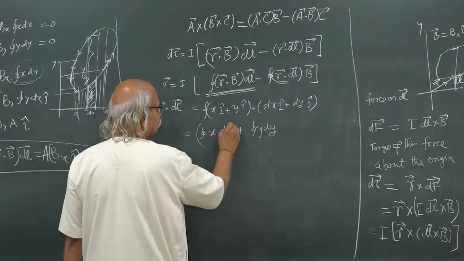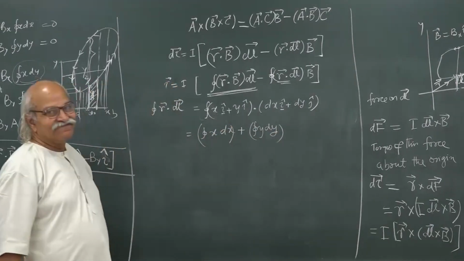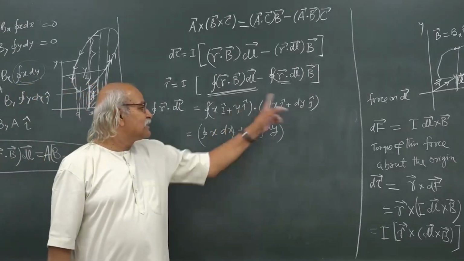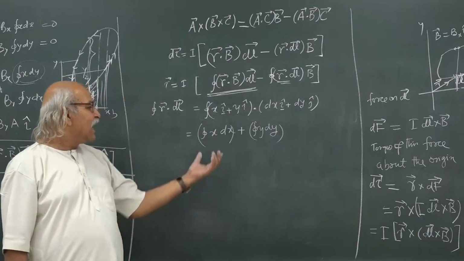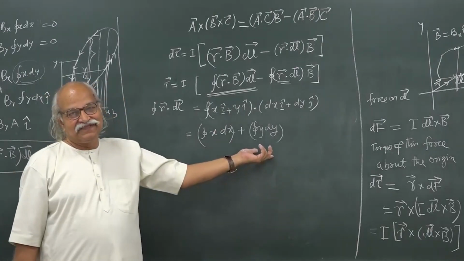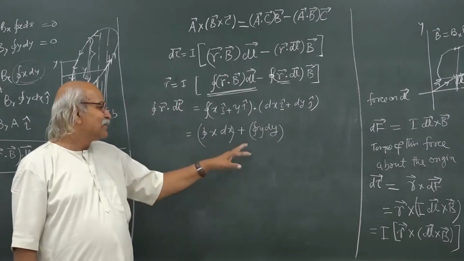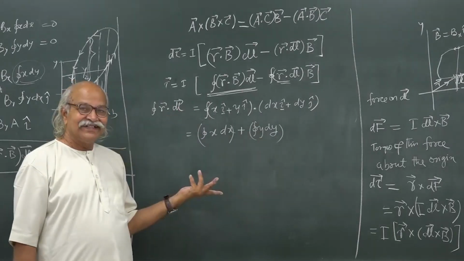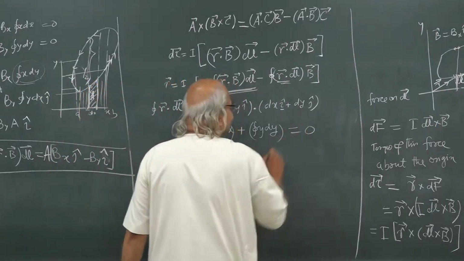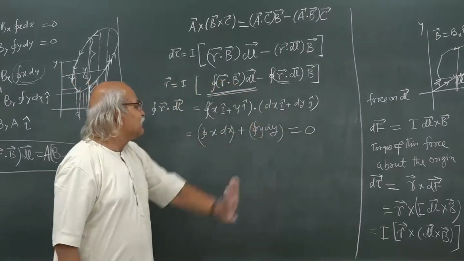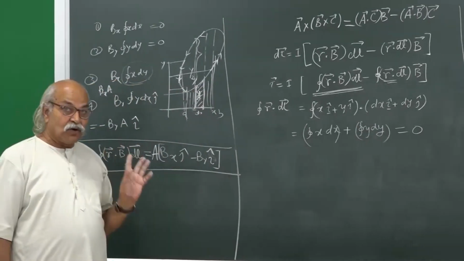Right, this thing has no i cap, j cap, that's it. And i cap dot j cap is 0, j cap dot i cap is 0, so it is just this much. On this entire loop, the x dx integration is 0, the y dy integration is 0, and so this is 0. So this part is anyway 0. So let us come back to the torque.